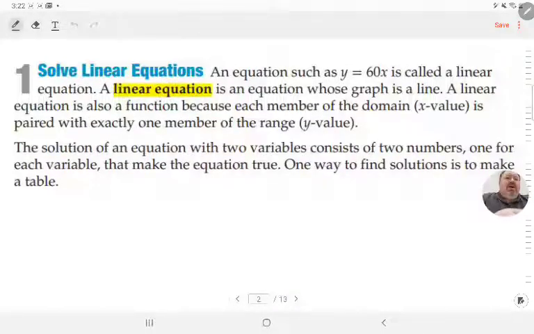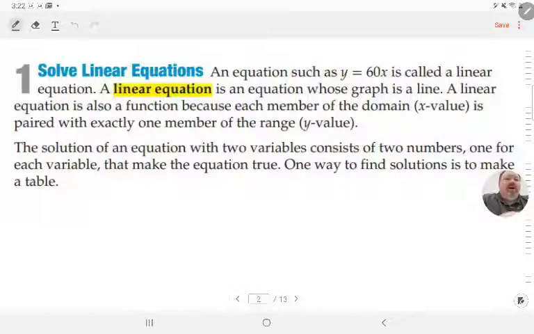So, an equation such as y equals 60x is called a linear equation. A linear equation is an equation whose graph is a line. A linear equation is also a function because each member of the domain, the x value, is paired with exactly one member of the range, the y value. The solution of the equation with two variables consists of two numbers for each variable that makes the equation true. One way to solve it is to make a table.